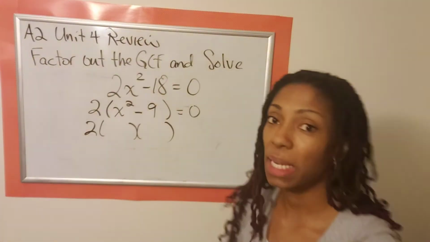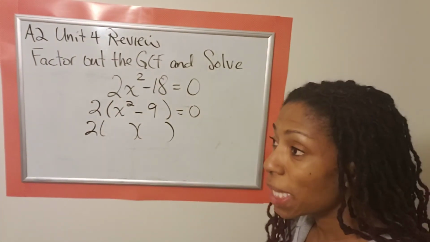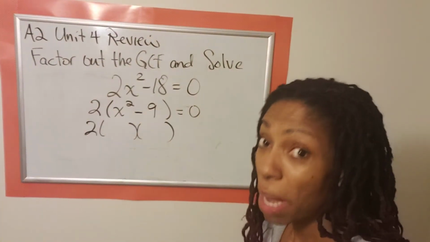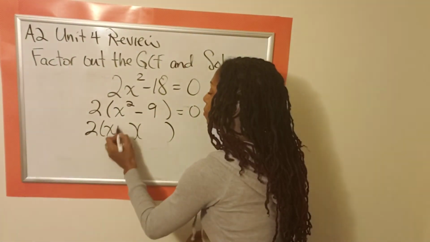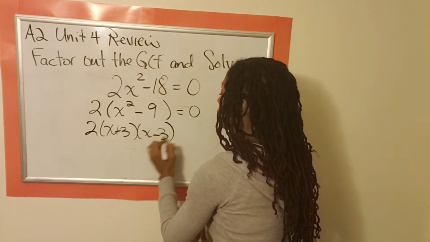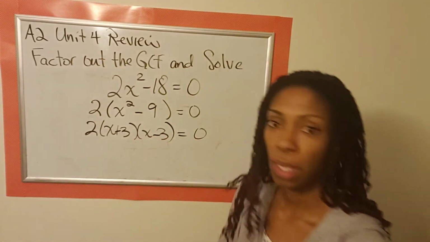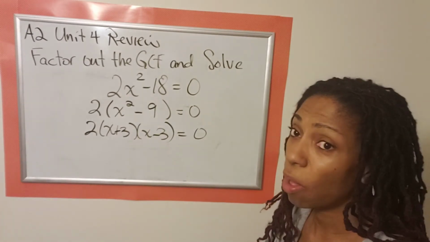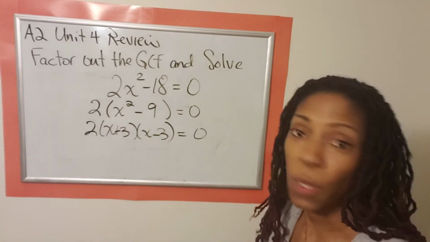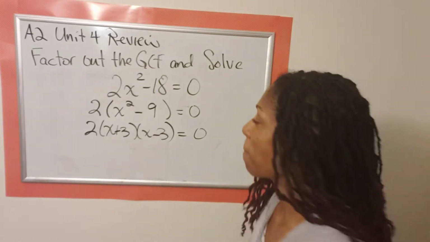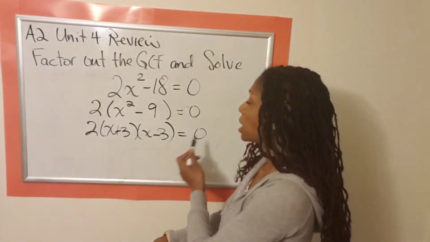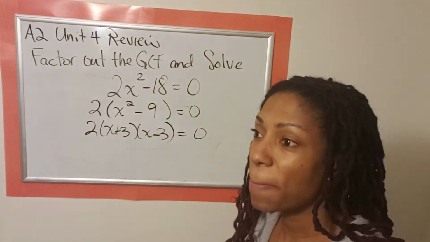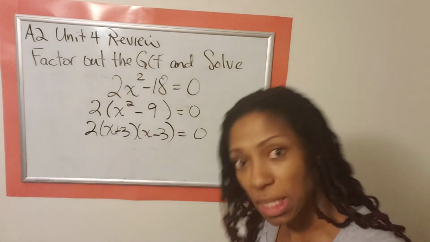So x squared minus 9 is called a difference of perfect squares. We can think of it as x plus 3 times x minus 3 equals 0. So we're done factoring or simplifying, and now we're ready to solve. Solving just means to determine the value of x that makes this equation true. This equation equals 0. So we need to find the value of x that makes this equation equal 0.